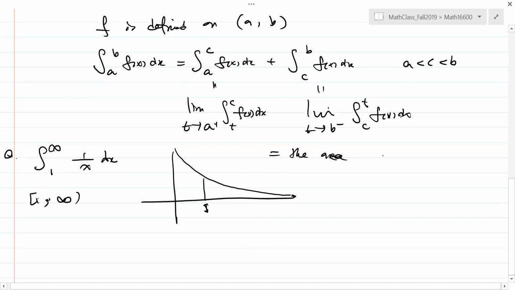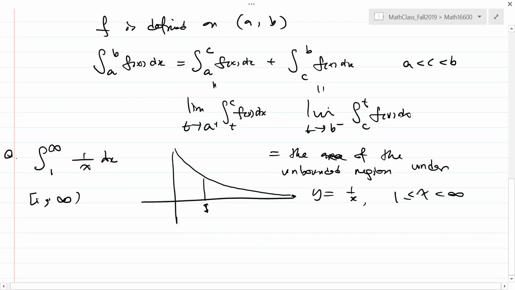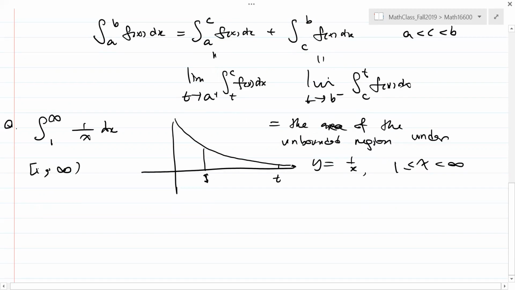So this is going to be the area of the unbounded region under y equals 1 over x, where x is between 1 and infinity. That makes sense. So the region is unbounded, but maybe it closes very fast when x approaches infinity. So maybe it has a finite area. Okay, so let's do this problem.